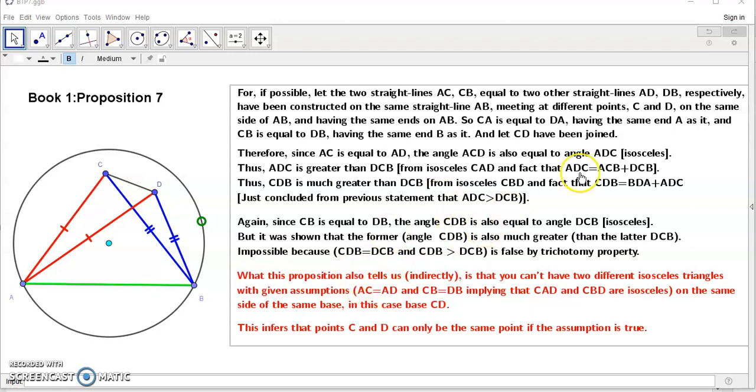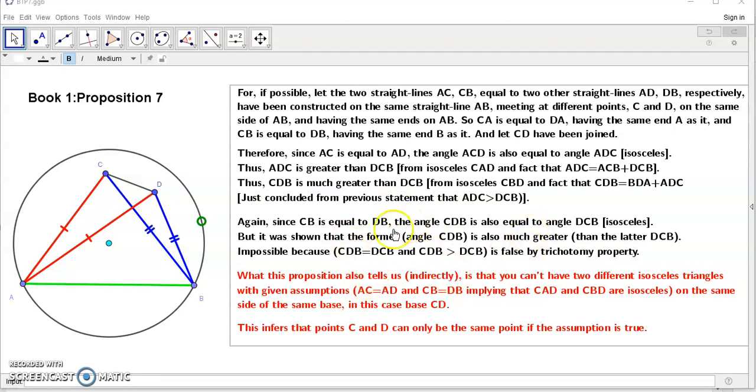So it's totally unnecessary to have such a long and not easy to understand proof, especially when you're looking at this initially and you stumble onto the first one, which is thus ADC is greater than DCB. ADC, this angle, is greater than this one. Well, how do you reach that conclusion? There's only one way, from the fact that CAD is isosceles and the fact that ADC is equal to ACB plus DCB. So it gets quite involved.